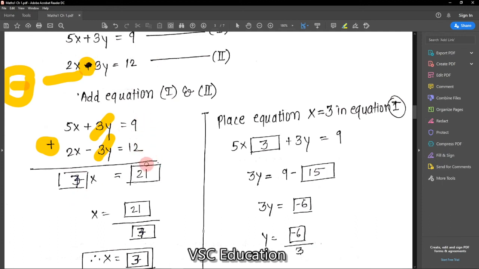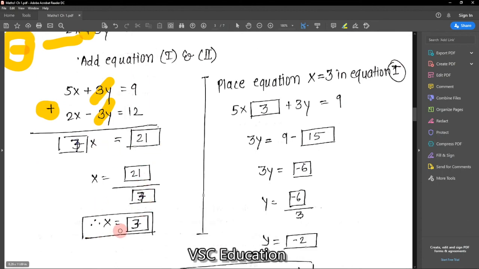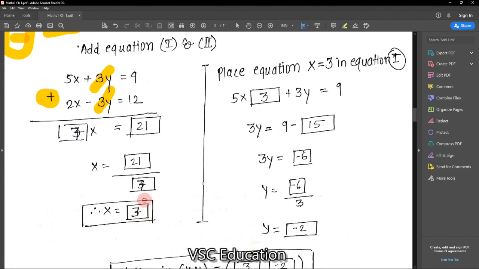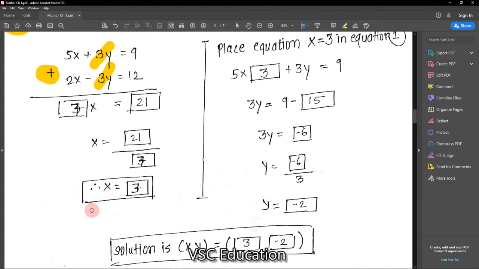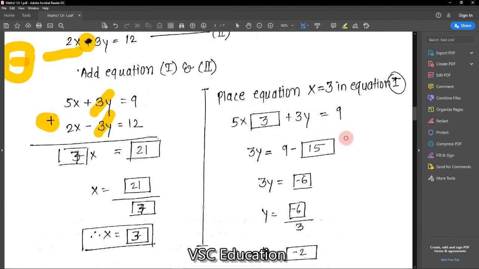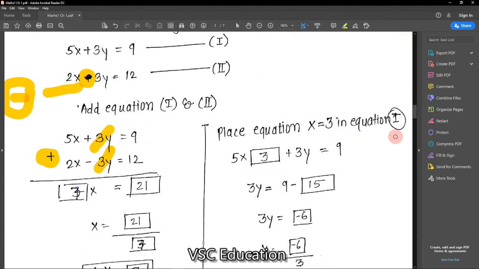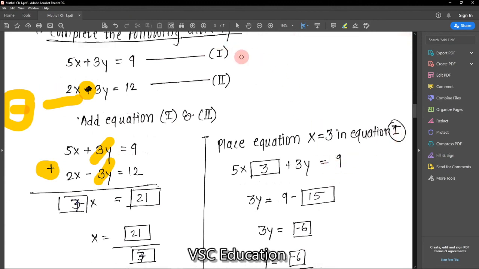Same thing, 9 and 12: both are plus, that is 21. Okay, so 7x is equal to 21. So x is equal to 21 upon 7, because this 7 always goes to the denominator on the other side. So x is equal to 3. Got it? That is your value of x. This value of x you put in any one equation, whichever is quite easier for you when you solve. So here, place x equal to 3 in equation 1.